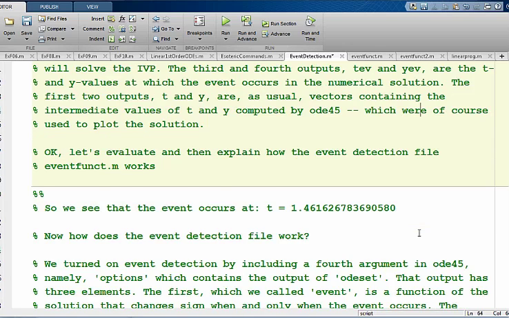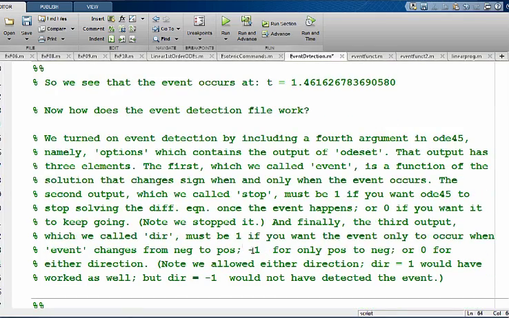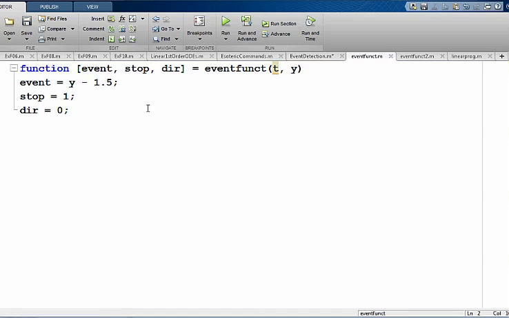Okay, the next step is to see how the event file works. We turned on the event detection by including a fourth argument to ODE45, as I said, options. It contains the output of ODE set, and that output has three elements. The first, which we called event, actually I've got that file right here, so there it is again. There's the event file, the event detection file. Event is y minus 1.5. That's the quantity that changes sign when y is 1.5. Okay, let's now go back to the editor, to the event function.